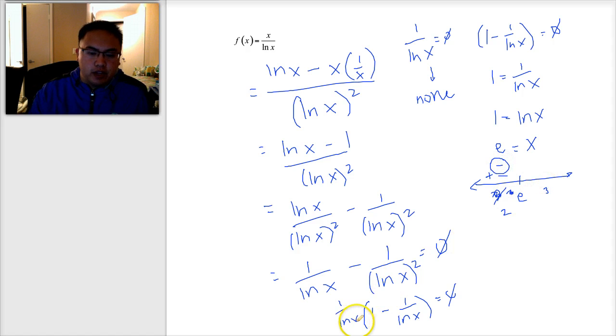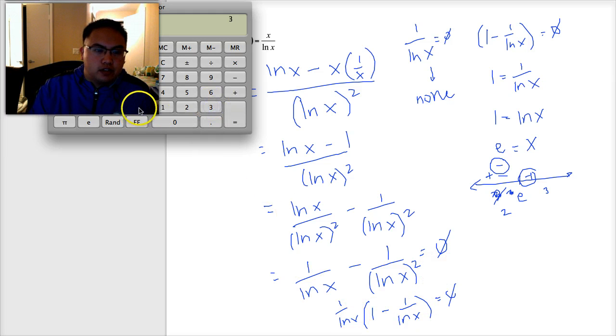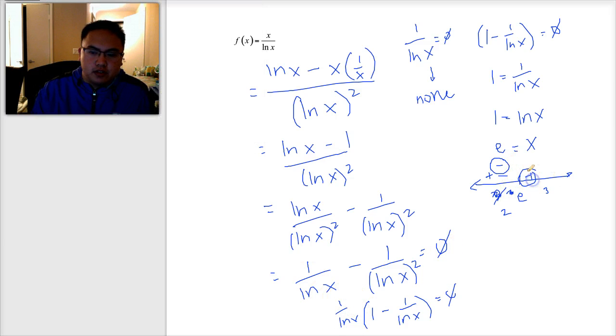3, if I plug in a 3 here, same thing: ln of 3 is a positive number. 1 over ln 3 is going to be positive. Let me pull up the calculator again, and just to prove it, let's do ln of 3. See how that is. So 1 over ln of 3 is still positive. That's how I got that positive.